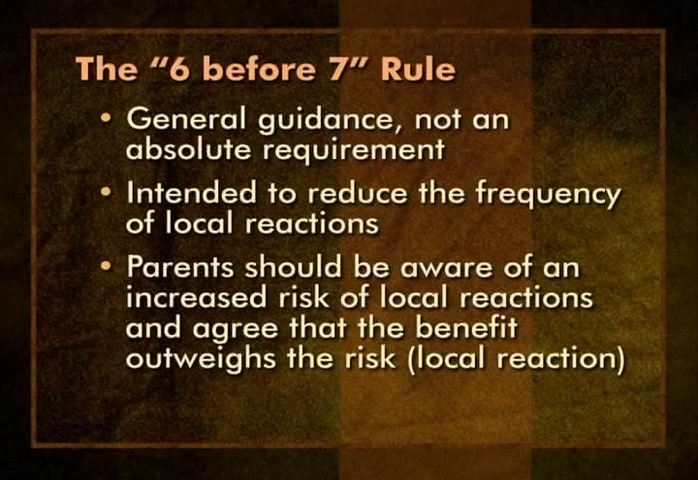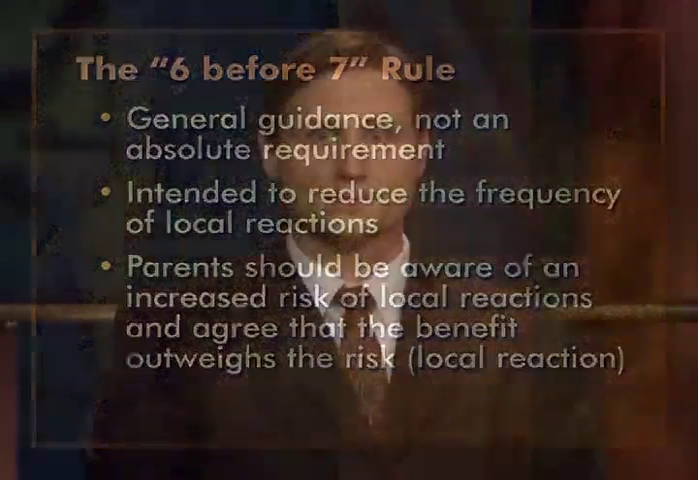diphtheria toxoid. If you get into a situation where a child may need more than 6 doses of DT-containing vaccine before age 7, you should be sure the parents are aware of an increased risk of local reactions with increasing doses and agree that the benefit of pertussis immunity outweighs the risk and discomfort of a local reaction.